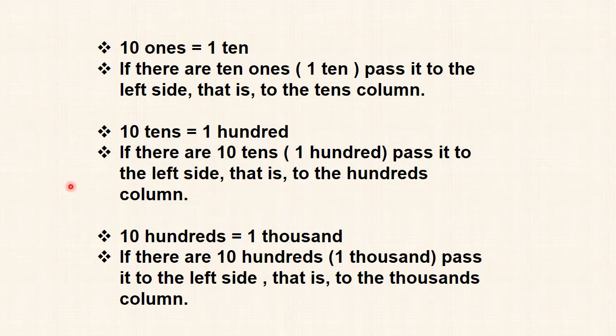Then you're going to transfer it to the hundreds column. If there are 10 hundreds, 5 hundreds, okay, 6 hundreds, okay, 9 hundreds, okay, but when there are 10 hundreds, that would make 1000. So you will transfer the 1000 to the 1000 column. Make sure you do the transferring thing.